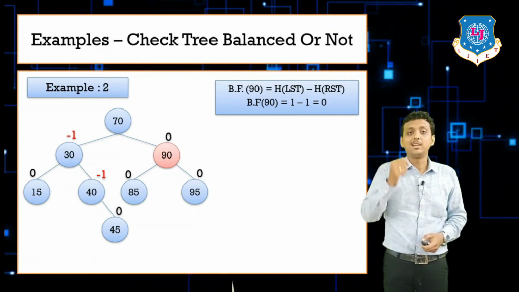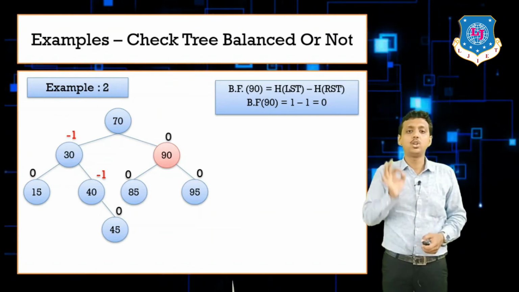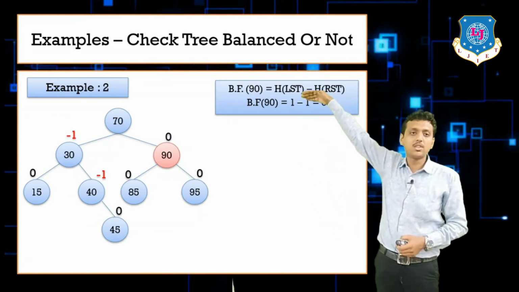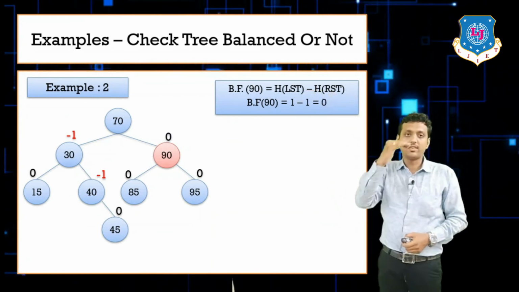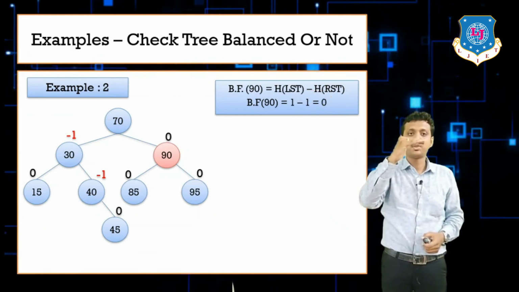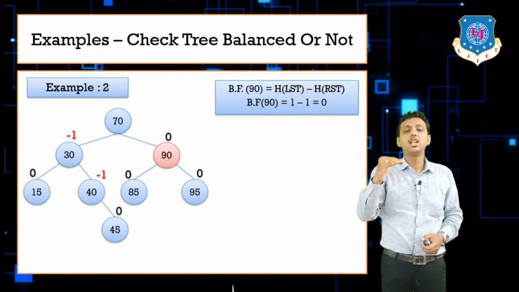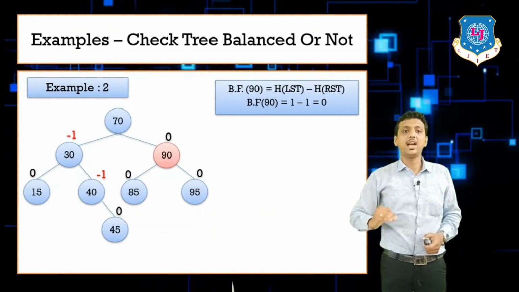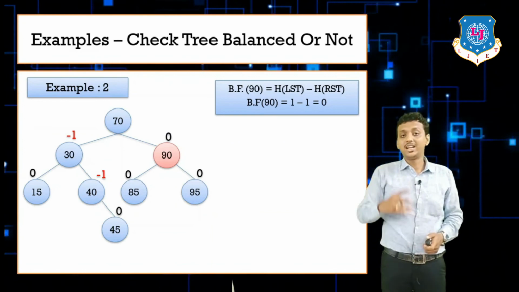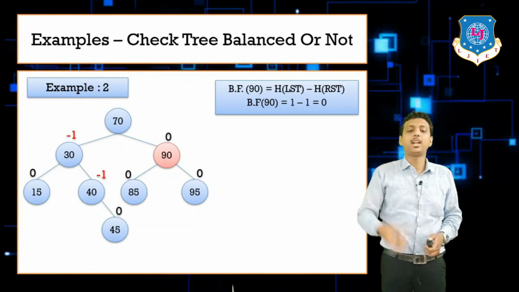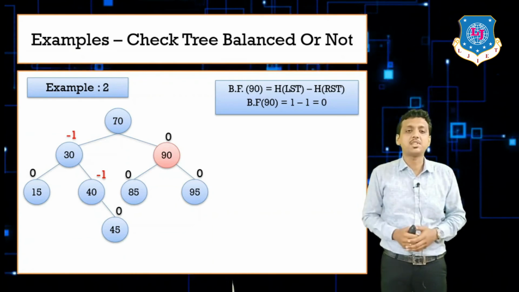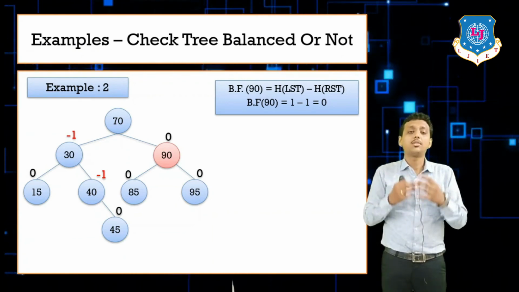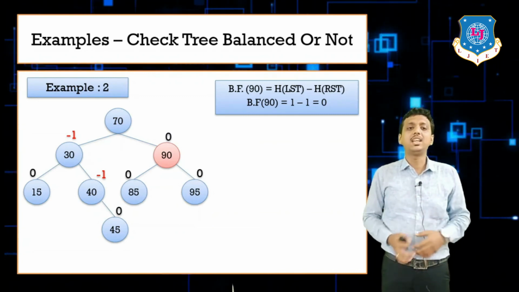Now tell me what is the balancing factor for node 70? Okay, students, let me calculate first. For node 70, in the left subtree we have 30 at one level, and at the next level we have 15 and 40, and at the next level we have 45. So there are three levels for the left subtree height. That's why the height of the left subtree for node 70 is 3.